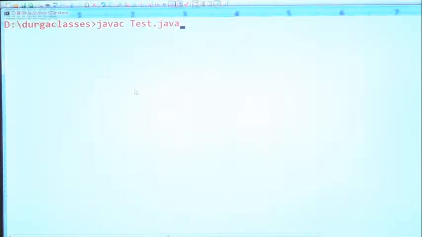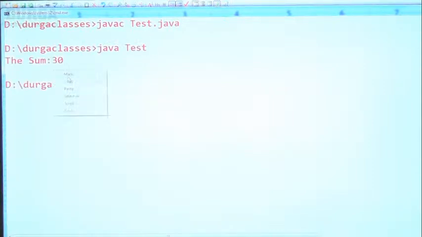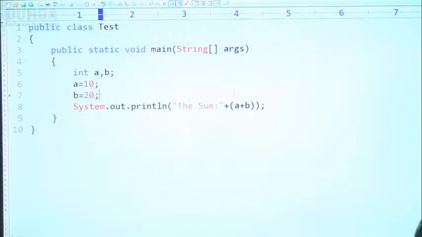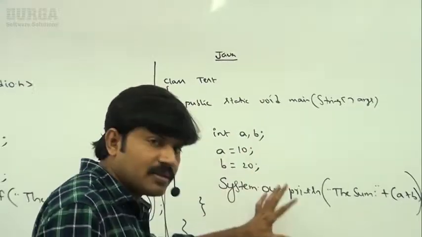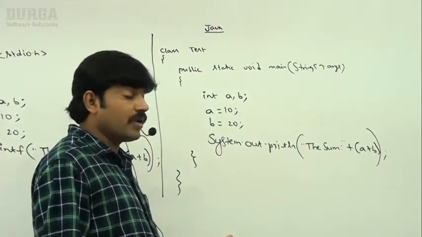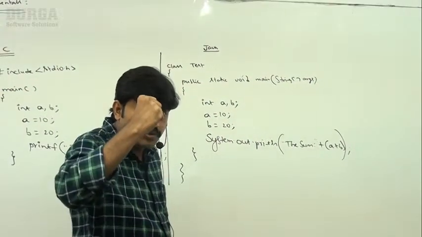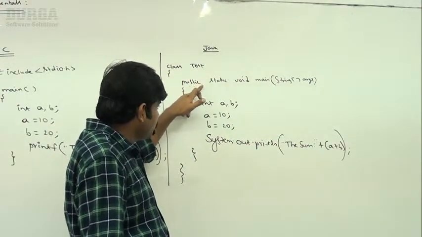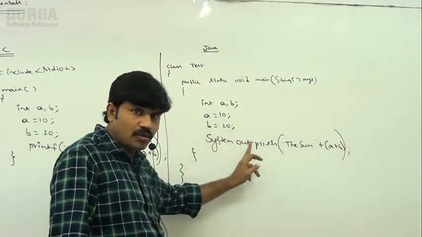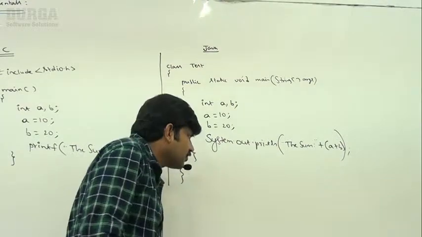Yes, friends, javac test.java and then java test. What answer are we going to get? The sum 30 is the answer we are getting, sir. Okay, well, this is the Java code we have to write to print the sum of two numbers. How much code do we have to write? Compulsorily the person should be aware of what is a class, what is the main method, and what is System.out.println. All these things are required.